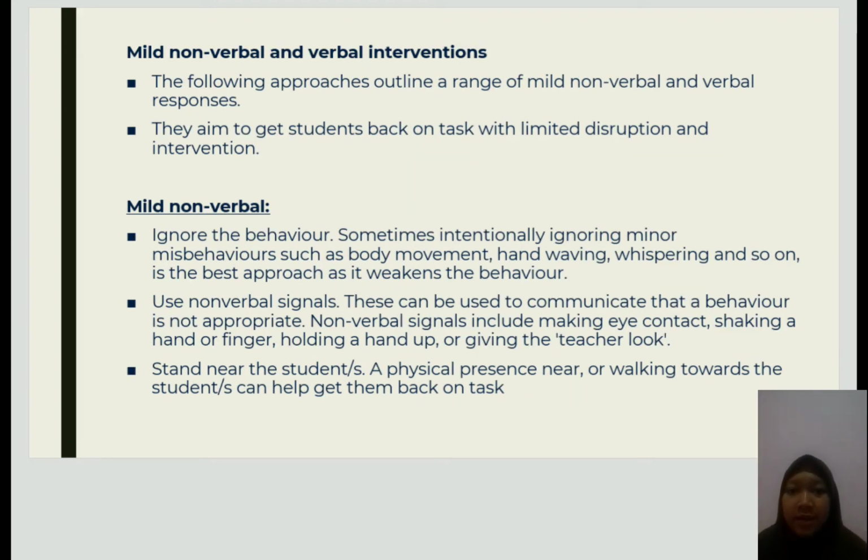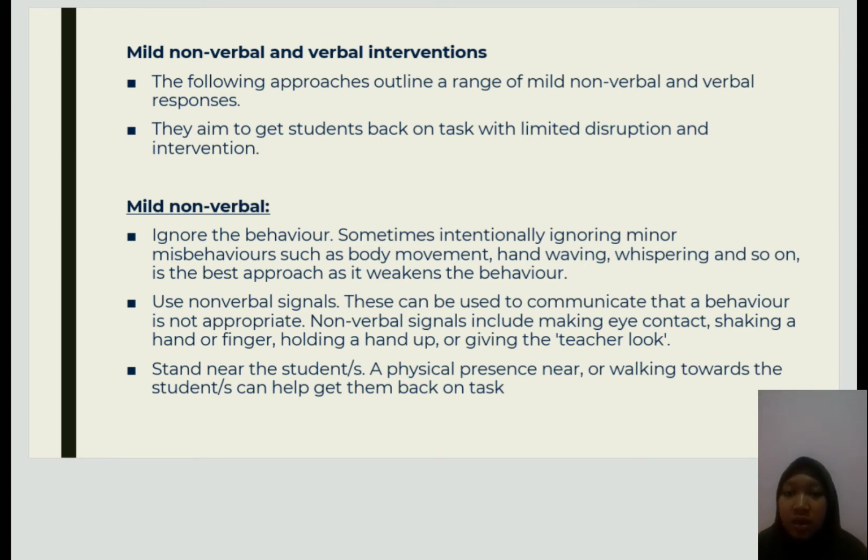Mild non-verbal and verbal intervention. The following approach outlines a range of mild non-verbal and verbal responses. They aim to get students back on task with limited disruption and intervention. And the next, mild non-verbal: ignore the behavior. Sometimes intentionally ignoring minor misbehaviors such as body movement, hand waving, whispering, and so on, is the best approach as it weakens the behavior. Use nonverbal signals.